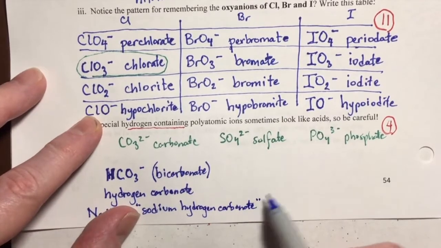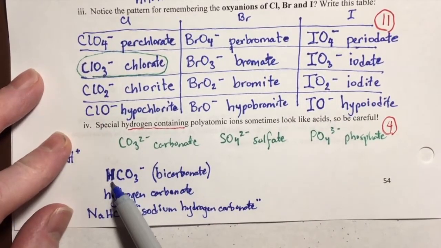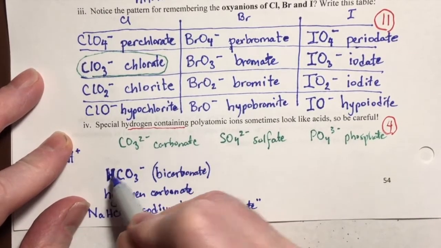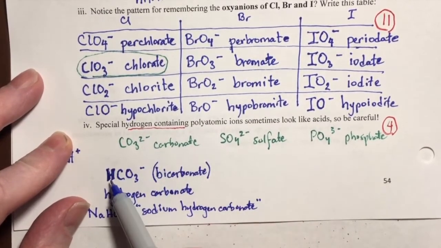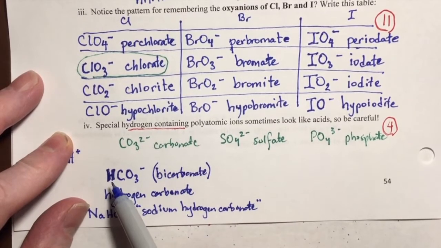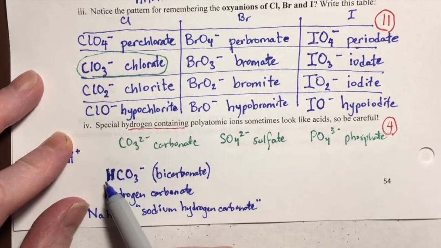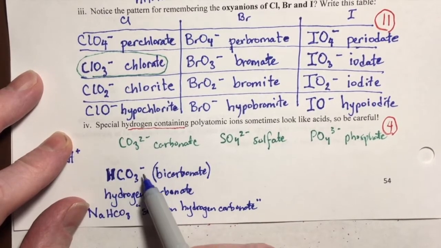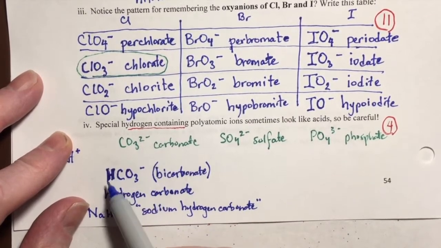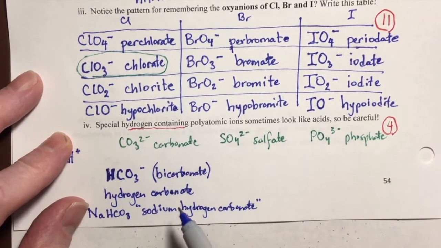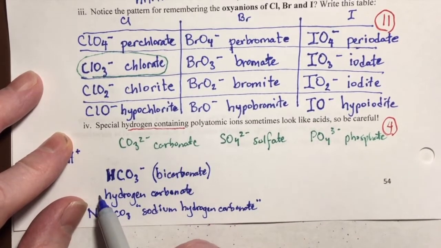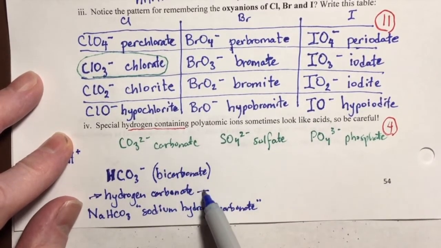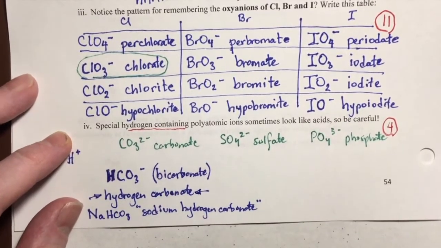Sodium hydrogen carbonate. Seeing that hydrogen in the first position is what throws some students for a loop, because they see that hydrogen and think, oh, I know that acids have hydrogen in their first positions, but this is not an acid. This is just a hydrogen-containing anion, a polyatomic anion. It's called the hydrogen carbonate anion. Okay?